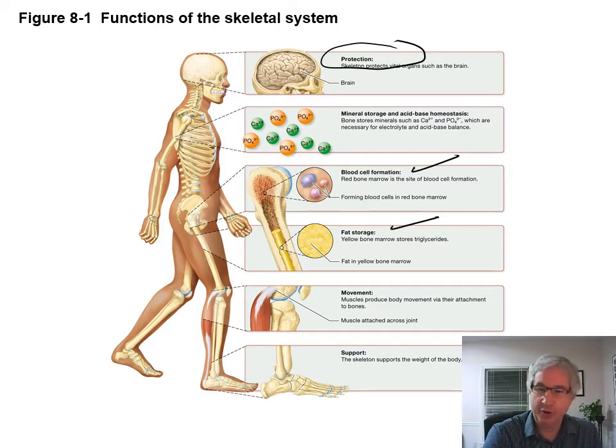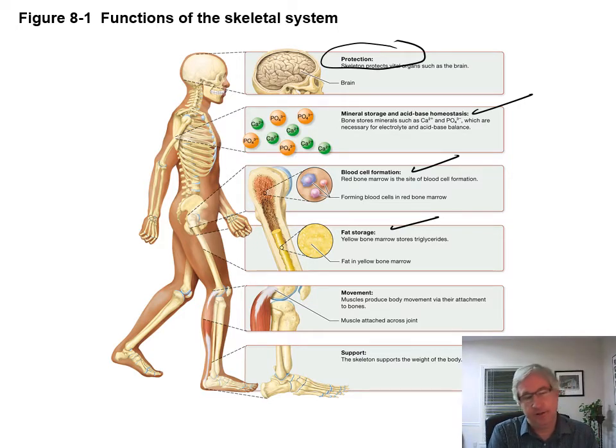You also have fat storage, so you have storage inside the bones. You also have mineral storage. You store minerals like calcium and phosphate because your bones are made of calcium phosphate. You have cells that can take calcium out of the bones and cells that can put calcium back into the bones, and an imbalance of those two can lead to osteoporosis. The mineral storage with phosphates also helps with acid-base homeostasis.